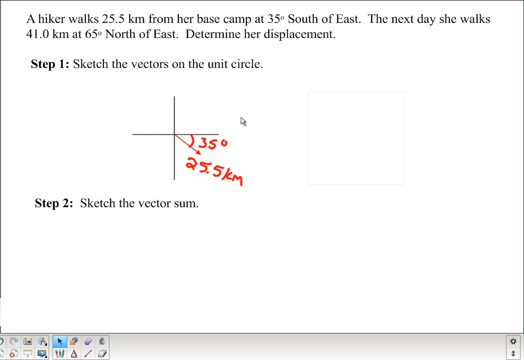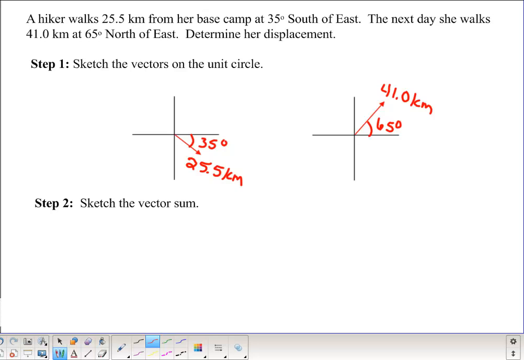The next day she walks 41 kilometers at 65 degrees north of east. So here is my second vector, 65 degrees north of east, so there's my 65 degree angle, and this is 41 kilometers. So the first step is to draw the vector diagram. Now I need to put together a vector sum. Where is this going to end up? There's the first vector, here's the second vector, and there's the resultant vector. So she's going to end up a bit north of where she started and significantly east of where she started.